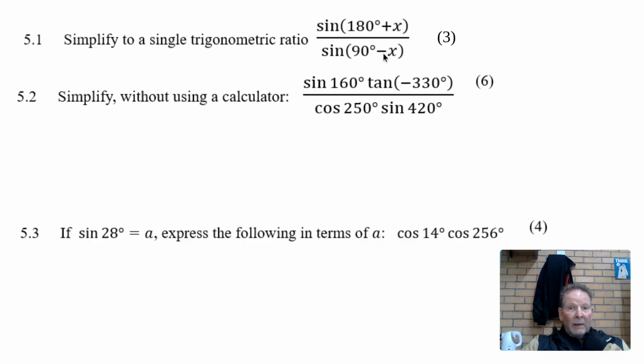And the sine of 90 minus x is the cos of x. Well, that one's pretty easy then. This is negative sine x over cos x. It's minus tan x. There's your answer.